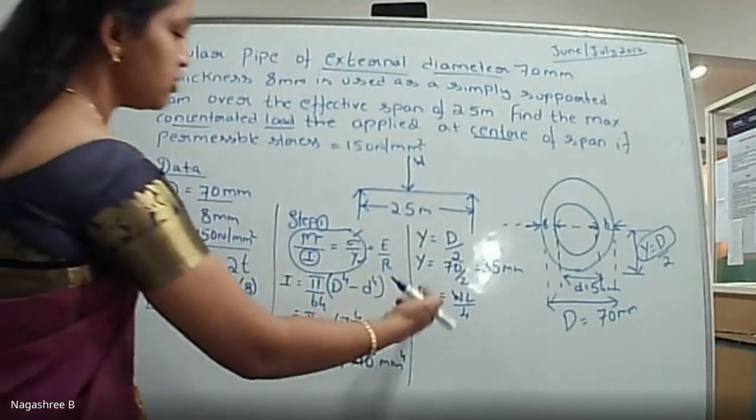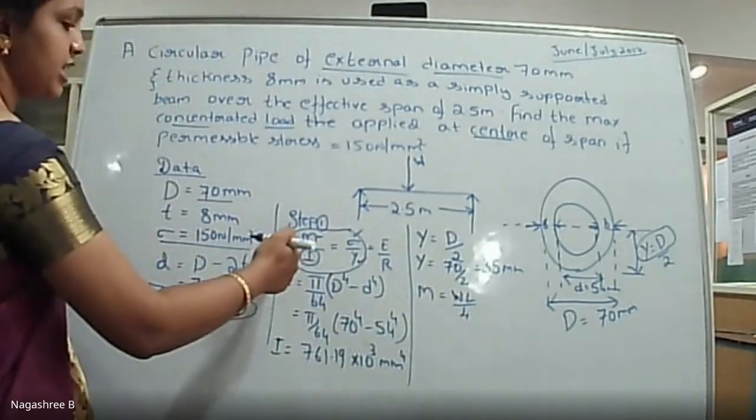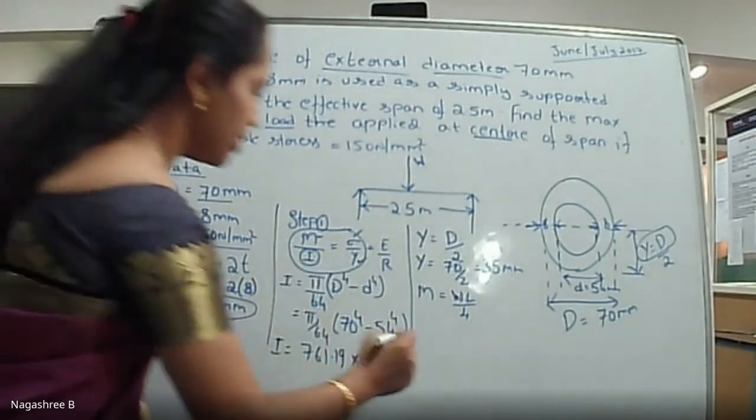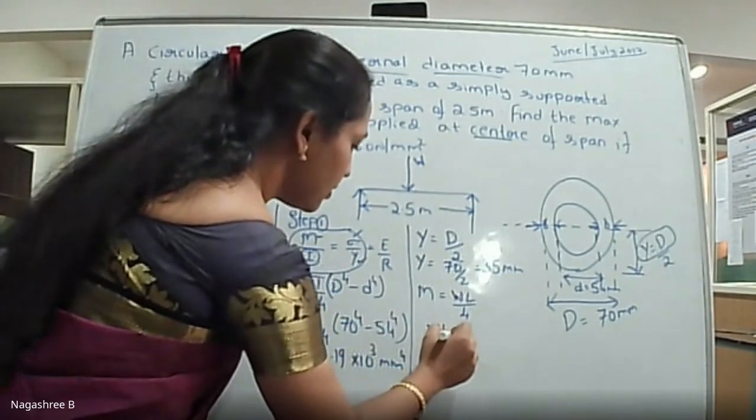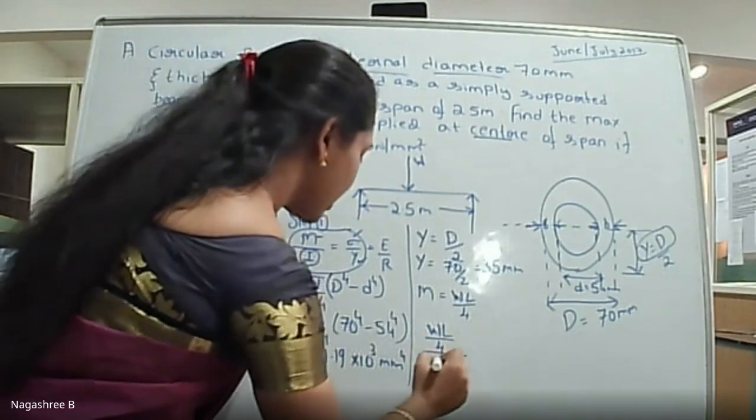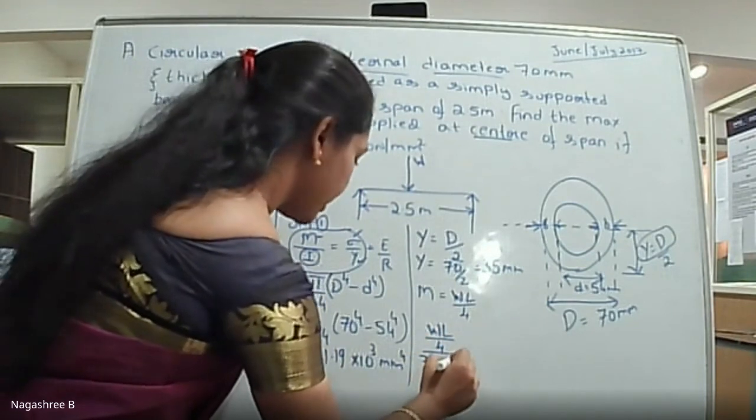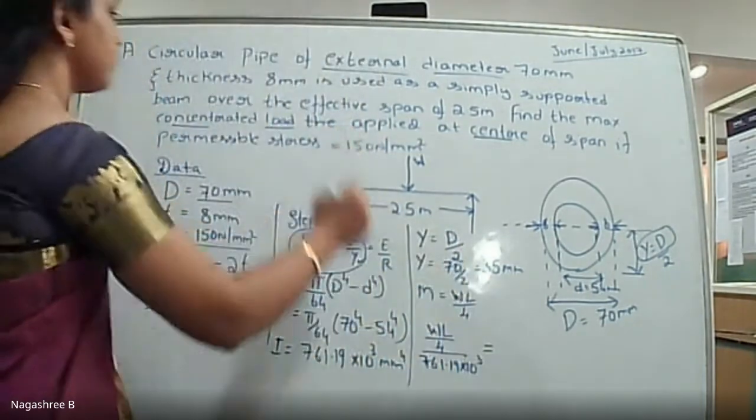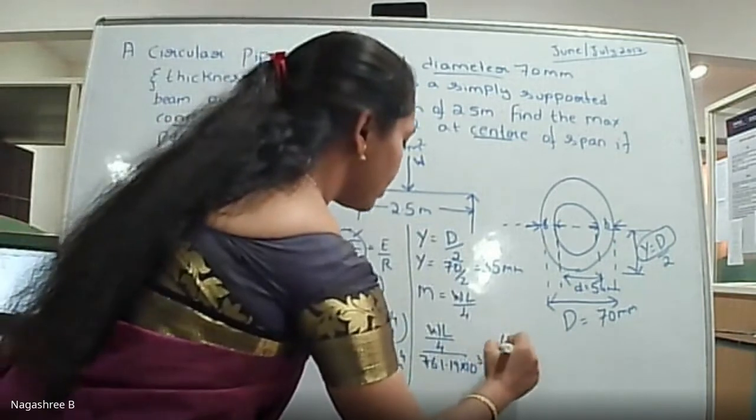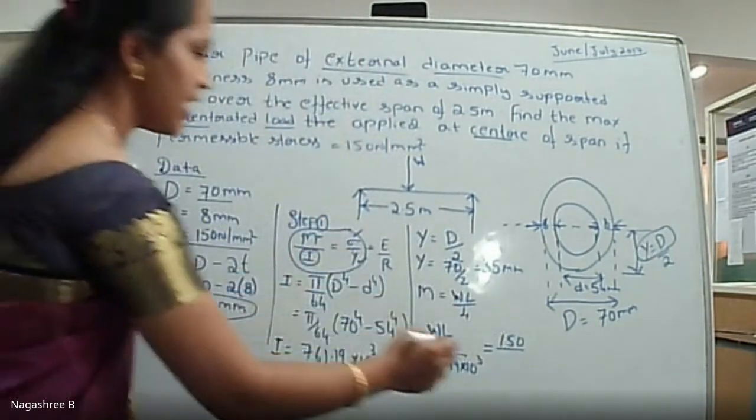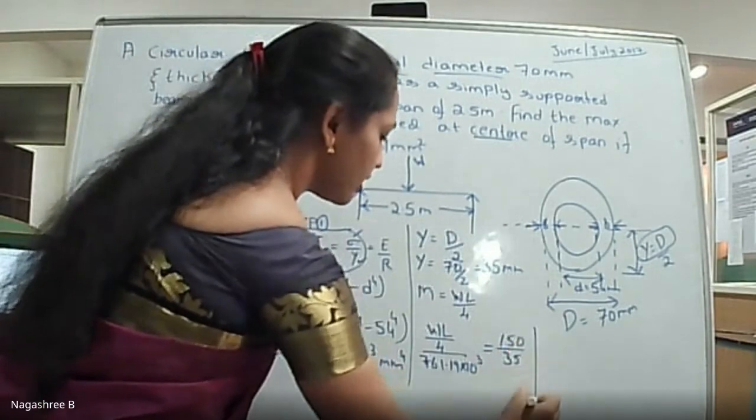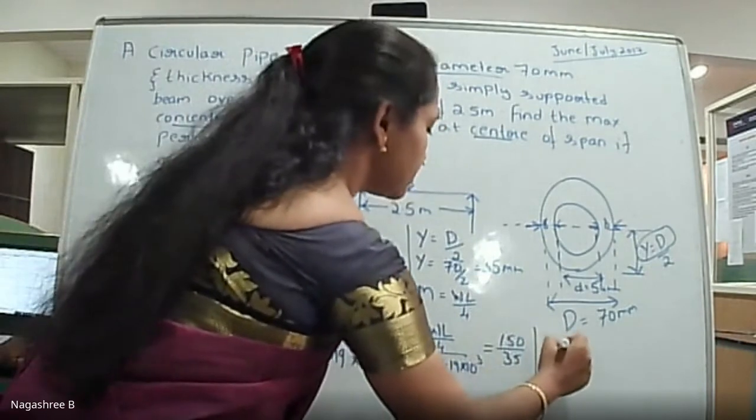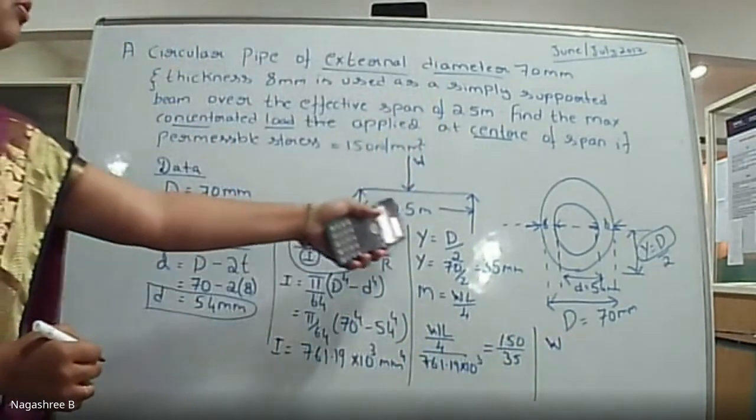So we need to substitute this in the expression M by I equal to sigma by y, and check the value of W. So we'll substitute here: WL by 4 overall divided by 761.19 into 10 power 3 is equal to the sigma value. We have got it as 150, so 150 divided by the y value, 35. But here L also we are supposed to substitute, since L has been given as 2.5 meters.